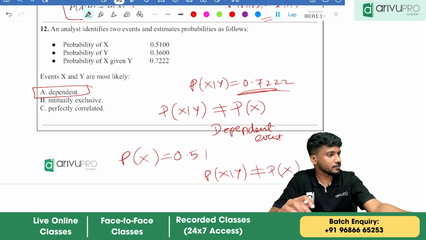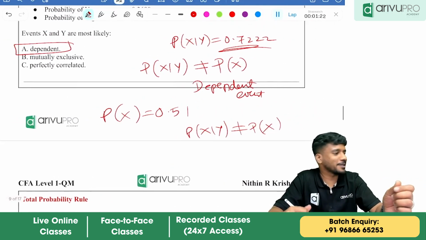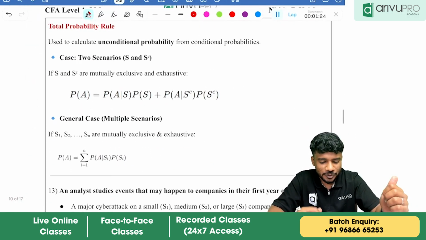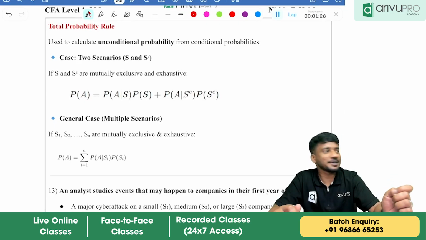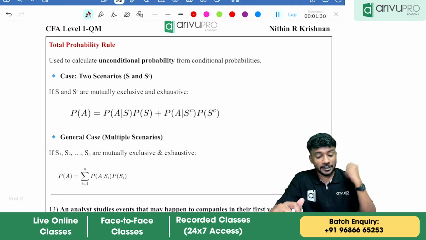Understood? Yes. Direct answer. Sometimes you are lucky, you will get a question like this. But you should remember all these things. Then only you will be able to understand. Now, we are going for the total probability rule itself.